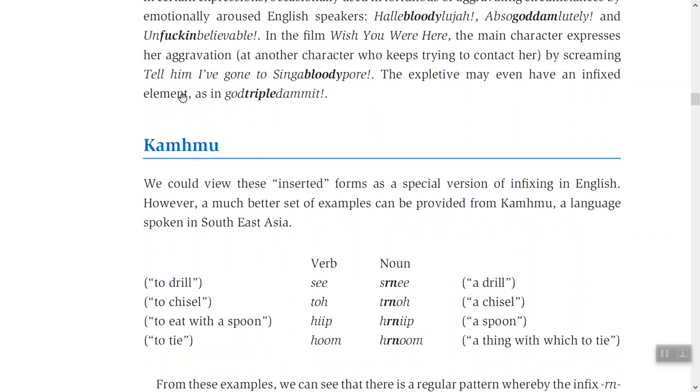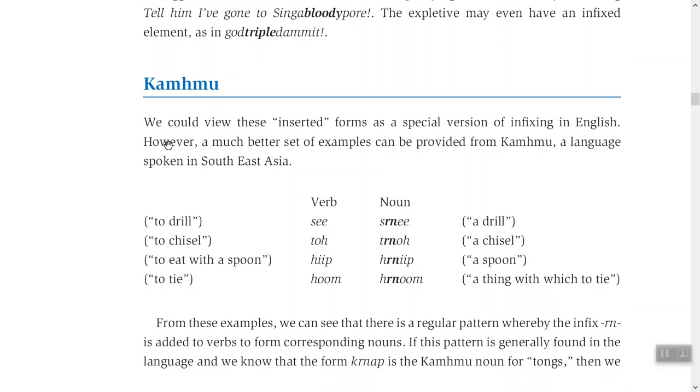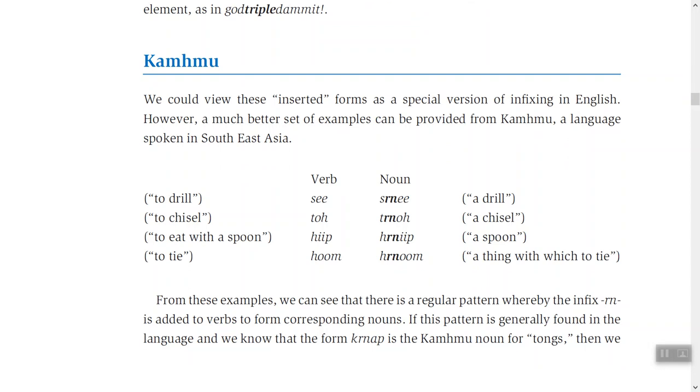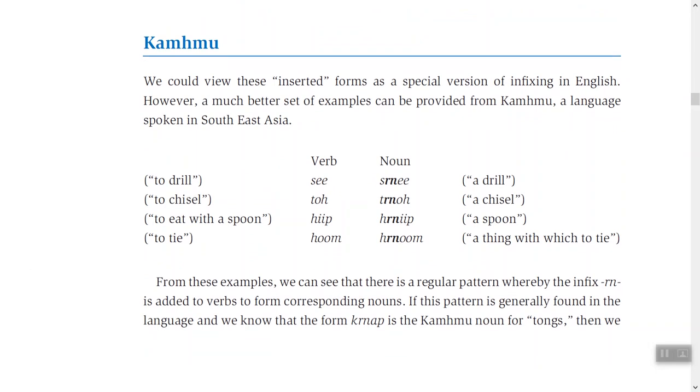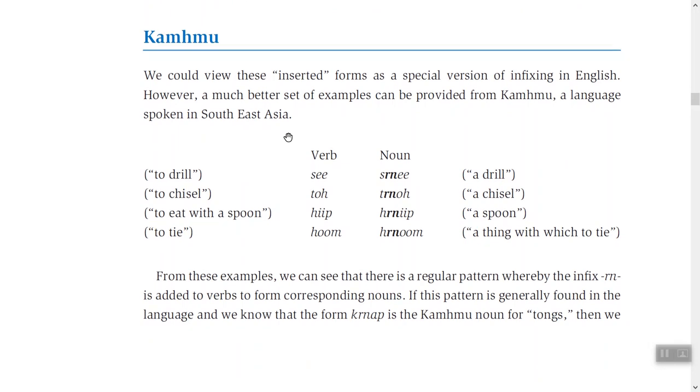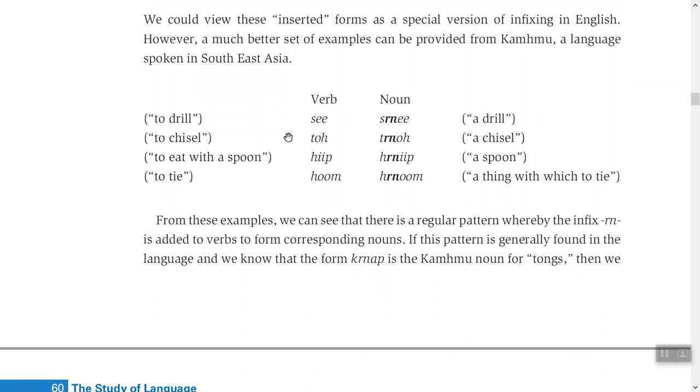Kam himyu. This is just a comparison. It talks about Kam himyu, what they call the Khmer language. We could view these inserted forms as a special version of infixing in English, over a much better set of examples, just as examples from Kam himyu, a language spoken in Southeast Asia, in Laos, near Vietnam. This is how they use suffixes or infixes. You can read it for information.